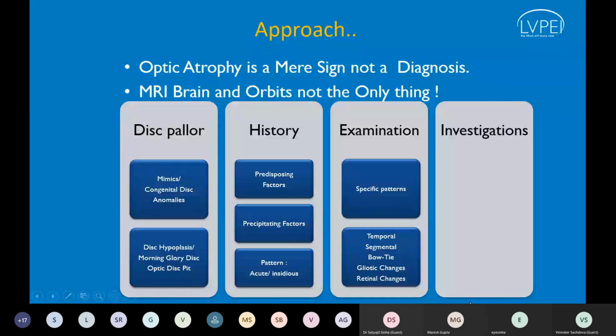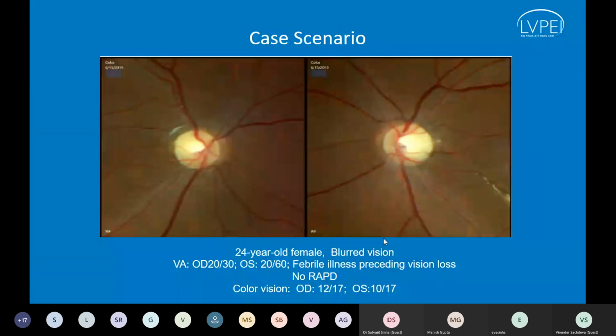And then in the examination, come back to look for some special patterns of the optic atrophy that I will highlight, and then do tailor-made investigations. So let's see a common scenario. This is the most common scenario of optic atrophy.